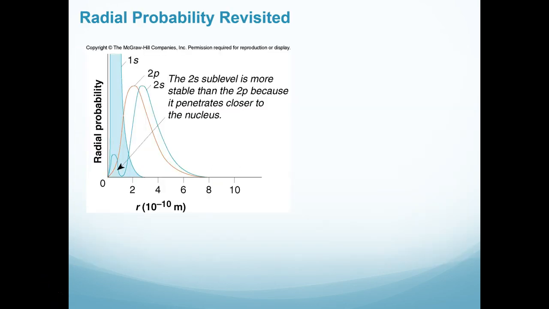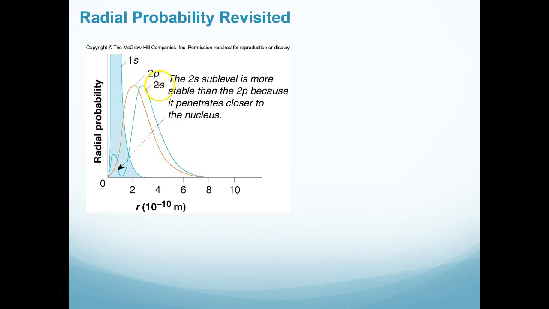So starting to think about the order of stability of the different orbitals, something we can look at is the radial probability distribution. So we can compare the 1s, which is really close to the nucleus, the 2p, and the 2s. And initially when you look at this, you see that there is this significant electron density for the 2p that's actually a lot closer to the nucleus than the 2s.